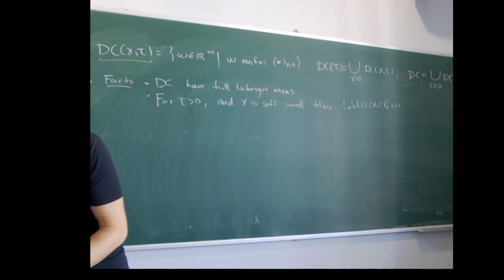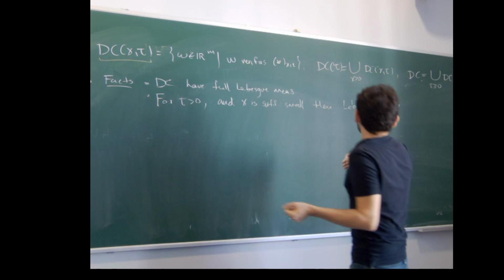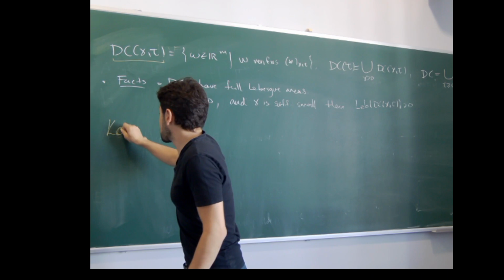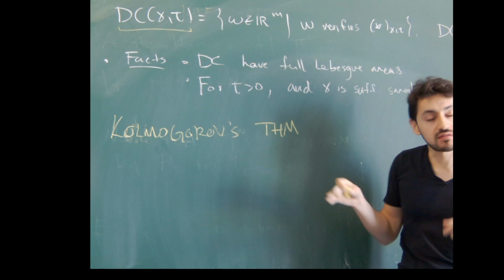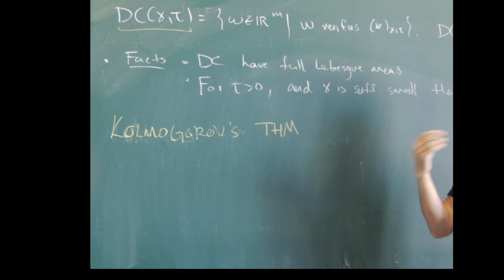Now, I finally can give a statement of Kolmogorov's theorem. So, informally, what I'm saying? Kolmogorov's theorem says that the quasi-periodic motions, so this invariant order that we saw, they persist after perturbation. So let me write it informally what this means.